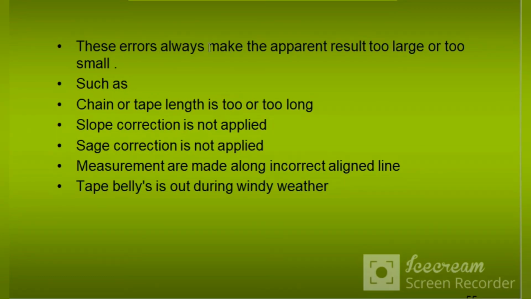Cumulative errors always make the apparent result too large or too small, such as chain or tape length being too long, slope correction not applied, sag correction not applied, measurements made along an incorrectly aligned line, and tape blown about during windy weather.